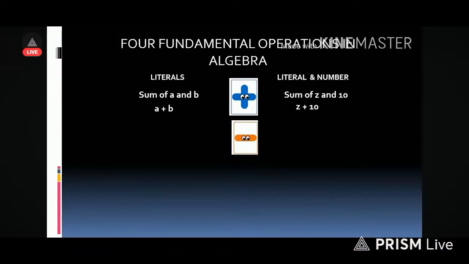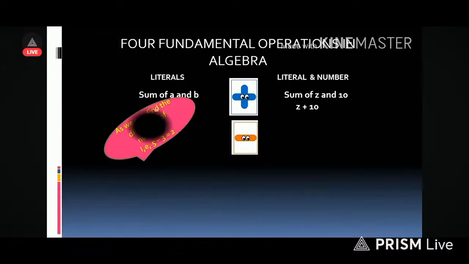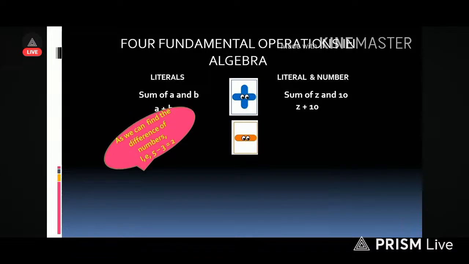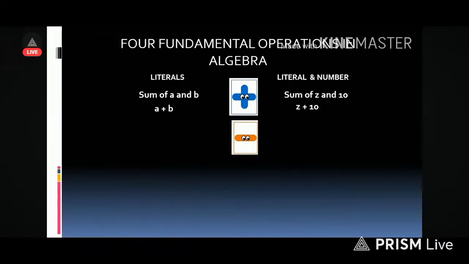Subtraction. As we can find the difference of numbers, 5 minus 3 is equal to 2. Similarly, we can find the difference of literals. Here a and b are literals. So difference of a and b will be a minus b. And difference of x and 4 will be x minus 4.